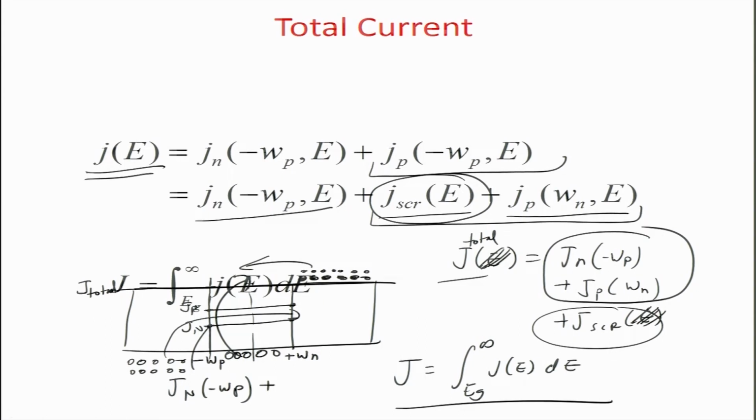If you want to get the total current, you have to integrate the whole thing from Eg to infinity for all the energies. So now we need to solve these equations, the differential equations which I showed you earlier, the minority carrier equations. Solution of those equations requires you to have boundary conditions. So we will take that up in the next lecture.